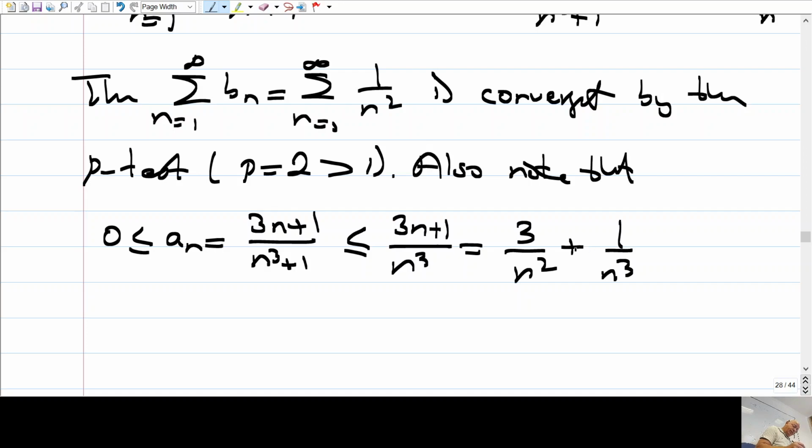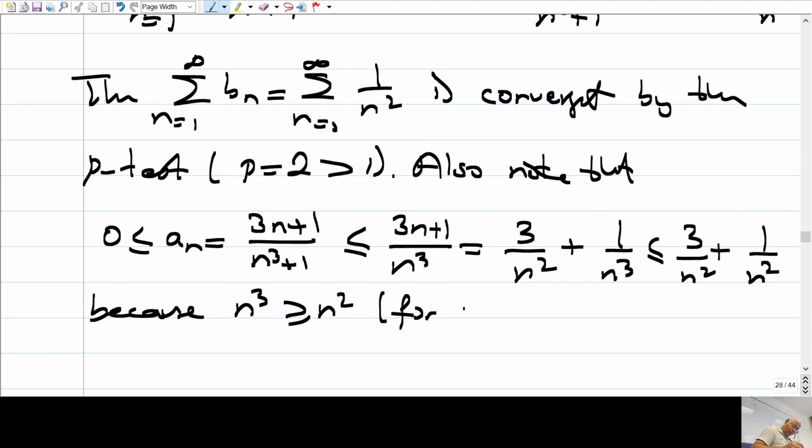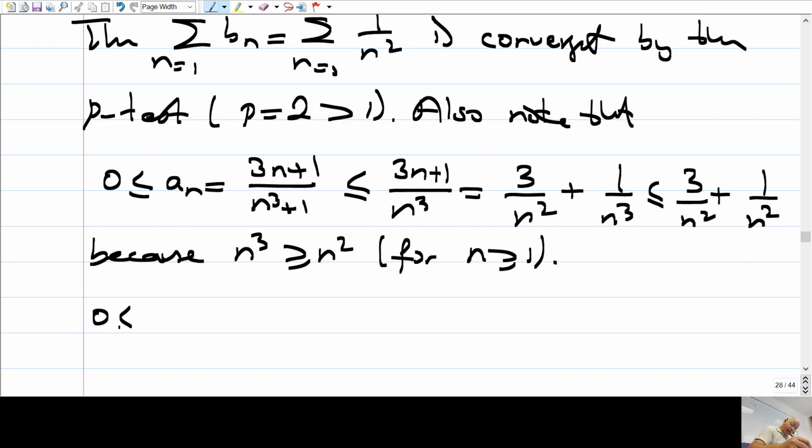And this is, you see, 3 over n squared plus this thing, which is less than 1 over n squared, right? Because n cubed is larger than n squared for n larger than 1. Therefore, a n is less than 4 over n squared. So it is 4 times b n. So a n is less than 4 times b n, and the series b n is convergent.